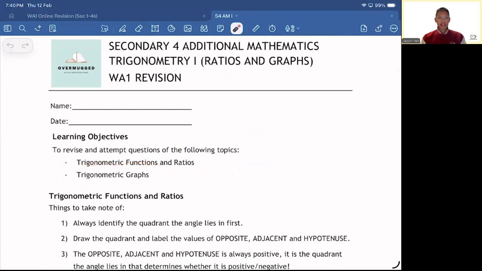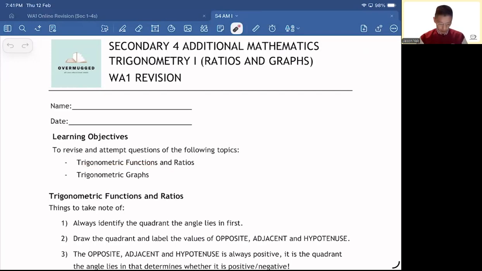So I am aware that certain students at my side, regardless of IP or not, have trouble understanding the graphs. What is the amplitude, what is the period, and how do you calculate the center line, and so forth. So I hope through this particular revision, it is going to be a little bit clearer for you all.